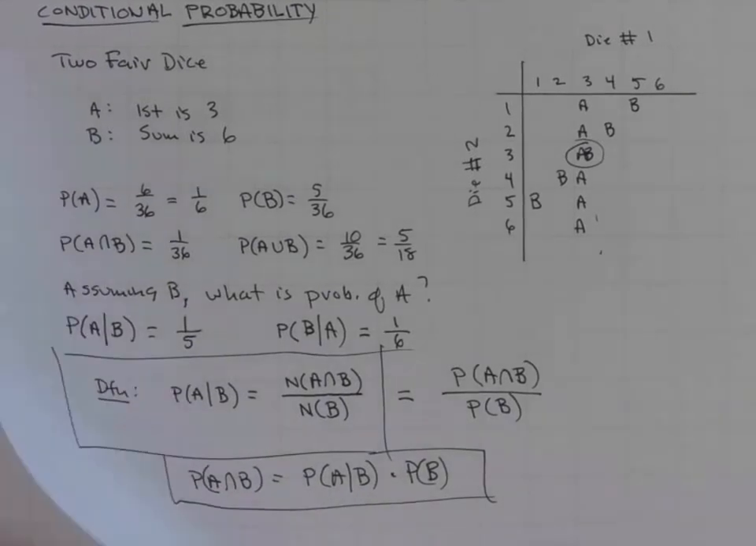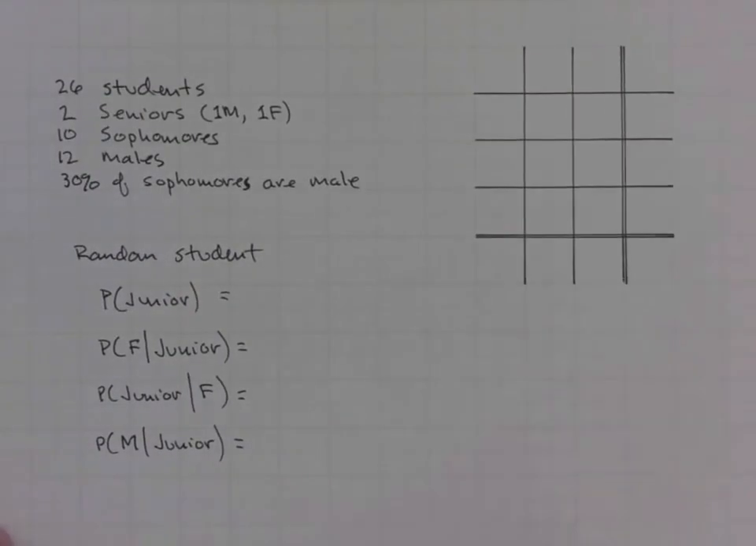We'll do a quick example that involves a contingency table and some conditional probabilities, and it goes like this. Let's suppose we've got a group of 26 students, and of those 26 students, we know that 2 are seniors, and of those 2 seniors, one's male and one's female. We know that there are 10 sophomores altogether. We know that there are 12 males altogether. And we know that 30% of the sophomores are male. And from that, we're going to ask a number of questions about the associated probabilities.